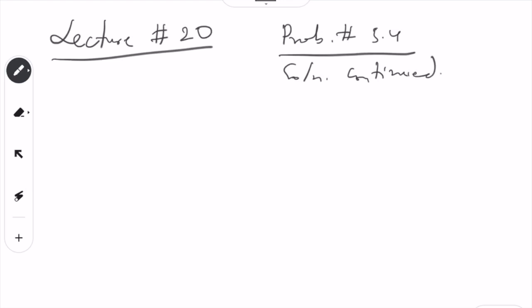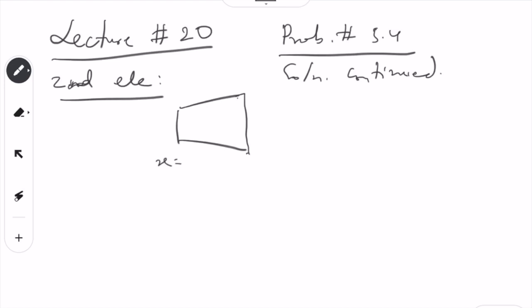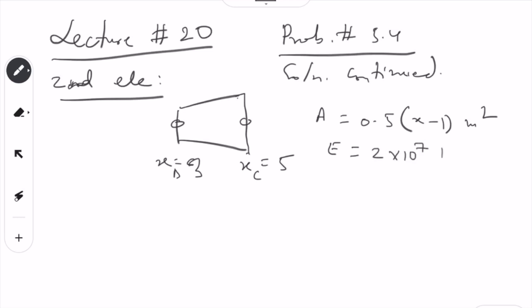Now we have to consider the second element, which looks like this. Here x b is equal to 3, and x c is equal to 5. We have to take two noded elements like this one. The area varies as A equal to (0.5x minus 1) meter square, and E is the same as earlier, E is given to be 2 times 10 to the power 7 Pascal, and that is all. So there is one force which is given here.